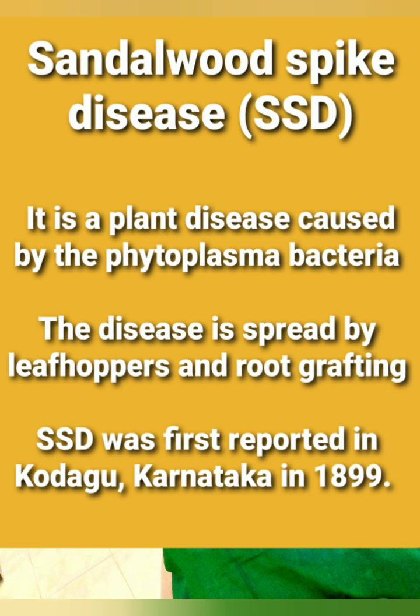Sandalwood spike disease is a plant disease that is caused by Phytoplasma bacteria, but it is spread by leafhoppers and root grafting. So leafhopper here acts as a vector that helps in transmission of the pathogen. This SSD or sandalwood spike disease was first reported in Kodagu in Karnataka in the year 1899.